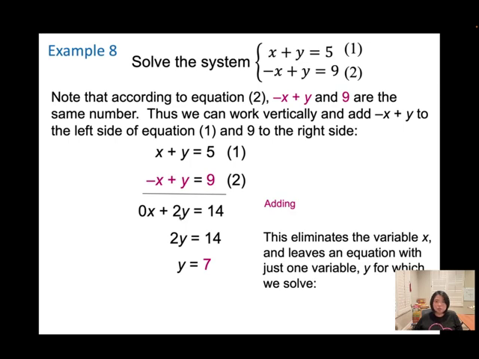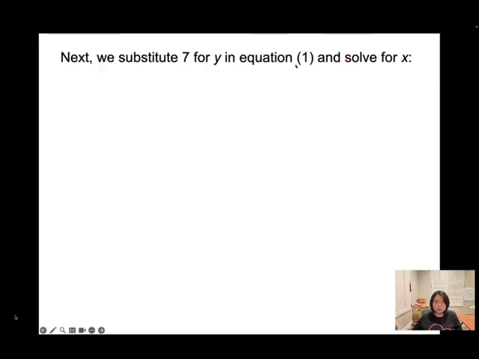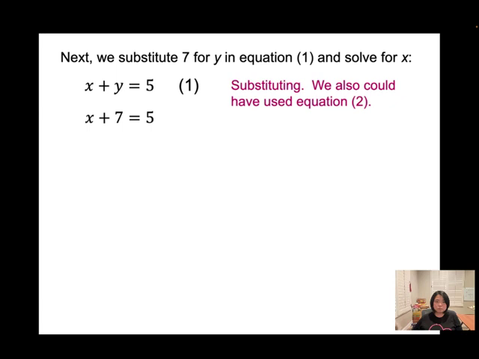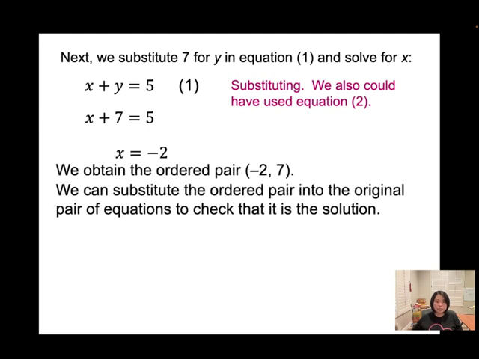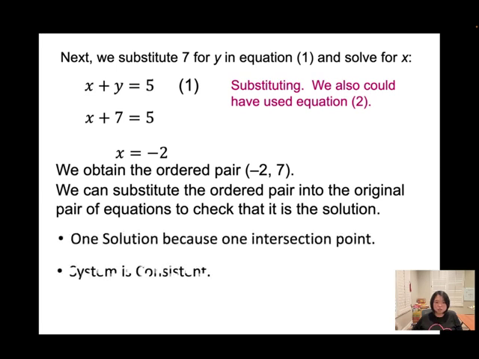Okay, once you find one of the variables, you could put it back into either one of the equations. Okay, I'm going to put it back into equation 1. When y equals 7, so x is going to be negative 2. So again, we get the ordered pair, negative 2 and 7. And this is going to be one intersection point, so one solution. System is consistent and equations are independent.